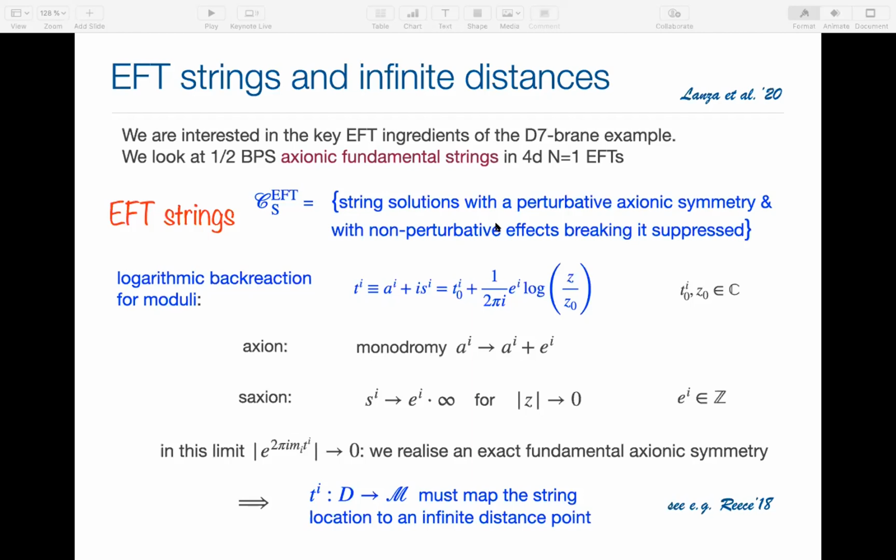And as in many other works, like for instance this paper of Macris, what you expect is that this thing is located at some point of infinite distance in moduli space. Because otherwise you would be realizing this exact fundamental axionic symmetry in some perfectly random place in moduli space that you could access via some random process, and you would be going against this no global symmetry conjecture that we all know and love.